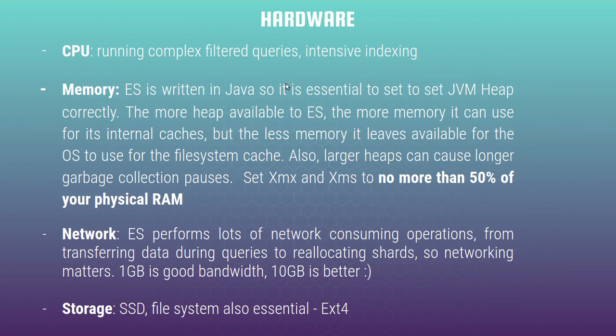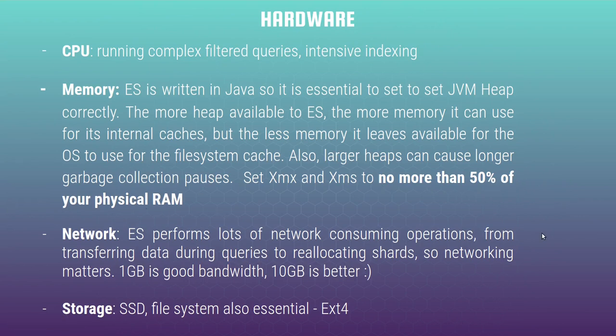First of all, that is CPU. If you are going to run complex filtered queries or some intensive indexing, then you have to have powerful CPU resources. Memory, that is the biggest problem, as Elasticsearch is written in Java, so it is essential to set the Java virtual machine heap correctly. The more heap available, the more memory it can use for caches, but then less memory is left available for the operating system and file system cache. Also, large heaps can cause longer garbage collection pauses. From my practice, I recommend setting minimum and maximum JVM heap to no more than 50% of your physical RAM.